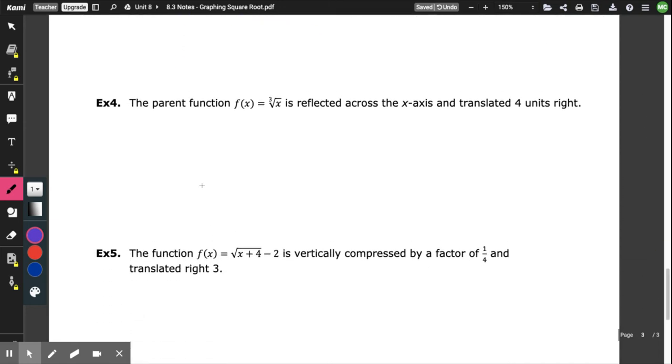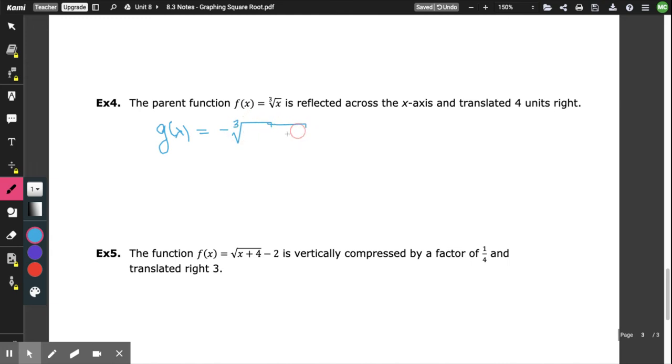For the second one here, they're telling us to start with a cube root parent function. So this time it's going to have to be a cube root. Again, we're going to call the new function g of x, like they told us to in the directions. And they tell us to reflect it across the x-axis and then translate it 4 units to the right. So that would be a negative in front to reflect it across the x-axis.